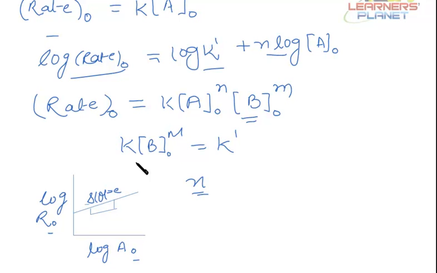In the same way, the order with respect to B can be determined by taking A in large excess and repeating experiments with B. Taking some initial concentration of B, determining the rate, again repeating the experiment with different initial concentrations of B. And remember, the rate is determined initially only. So from this slope, the order can be calculated. And then the overall order will be m plus n.